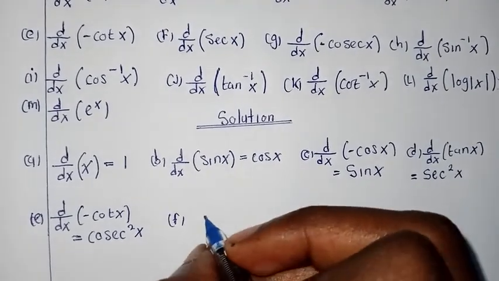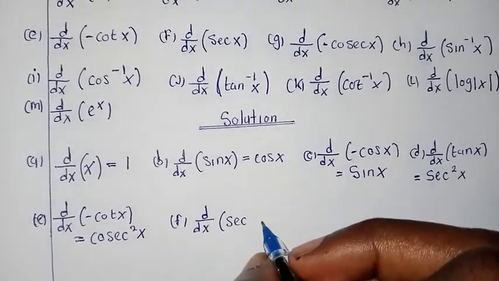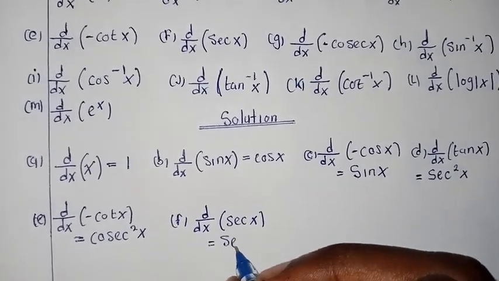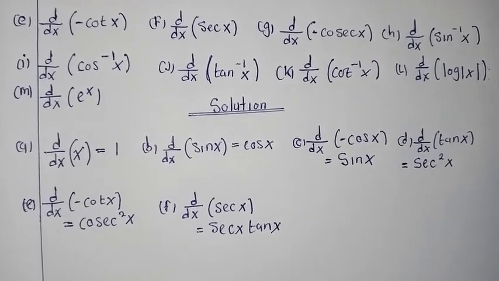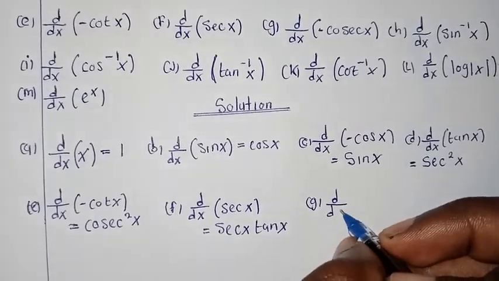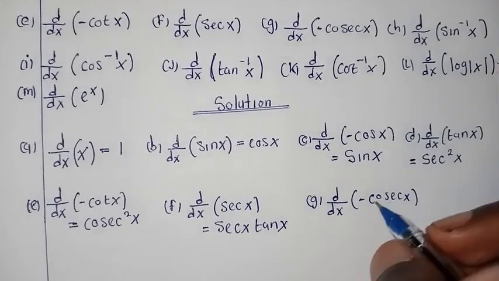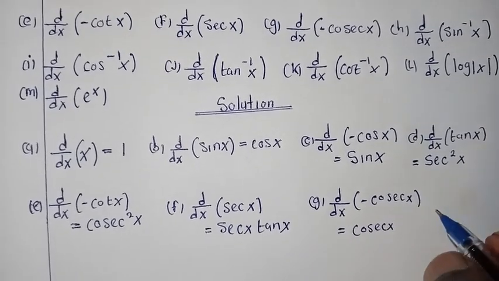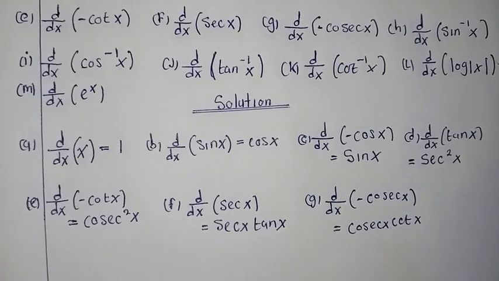We go to F. F, they're saying d over dx of secant x. So d over dx of secant x is just the same secant x tan x, like that. So this is how you go about this. We go to G. They are saying d over dx of negative cosec x. So for this one also, it's very simple. You just repeat the same thing, cosec x, but remember it's a relationship with cotangent, so it should be cosec x cotangent x.